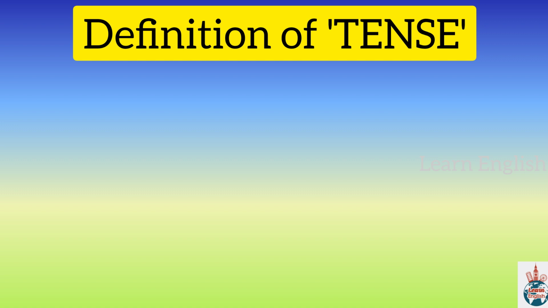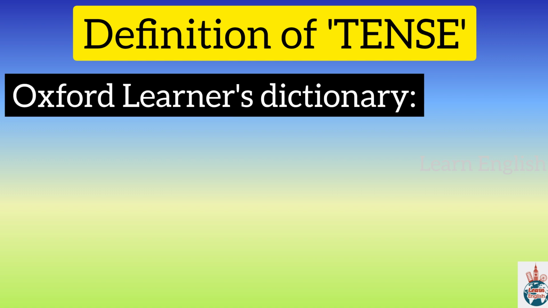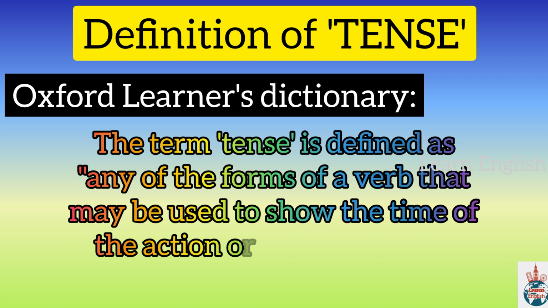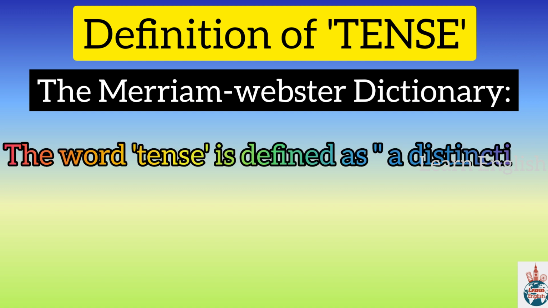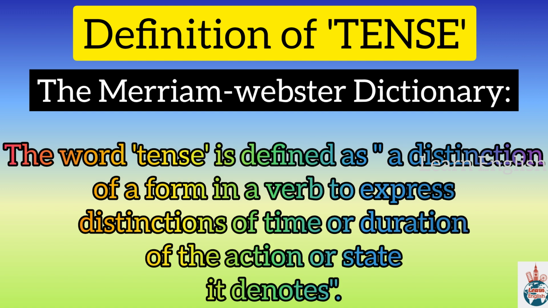Let's see the definition of tense. According to the Oxford Learner's Dictionary, the term tense is defined as any of the forms of a verb that may be used to show the time of the action or state expressed by the verb. The Merriam-Webster Dictionary provides a slightly different definition. According to it, the word tense is defined as a distinction of form in a verb to express distinctions of time or duration of the action or state it denotes.